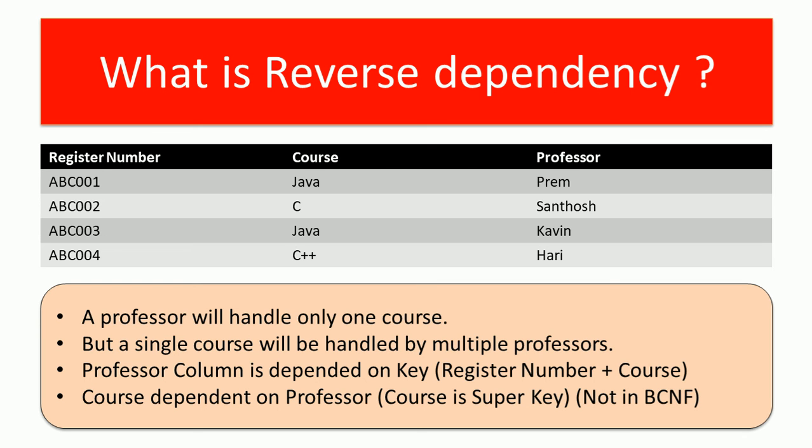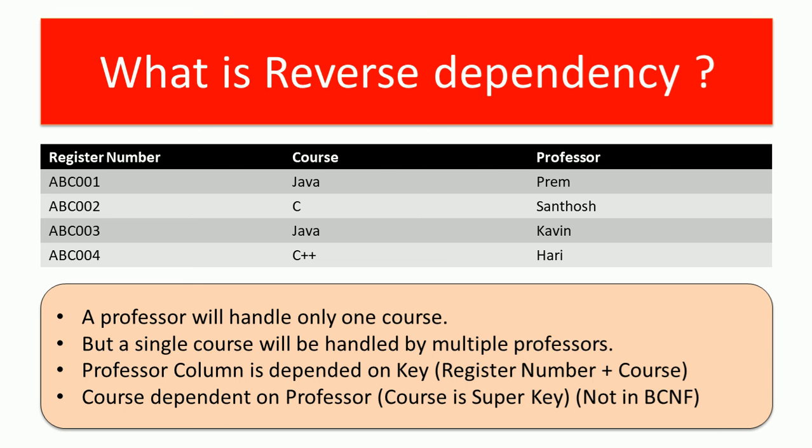So to find this hidden dependency, I will raise two questions. The answer for that question will be the dependency. The first question is, I will give a course name and I should get a single professor name as output. Whether it is possible? No, it is definitely not possible. And the second question is, I will give a professor name and I should get a single course name.